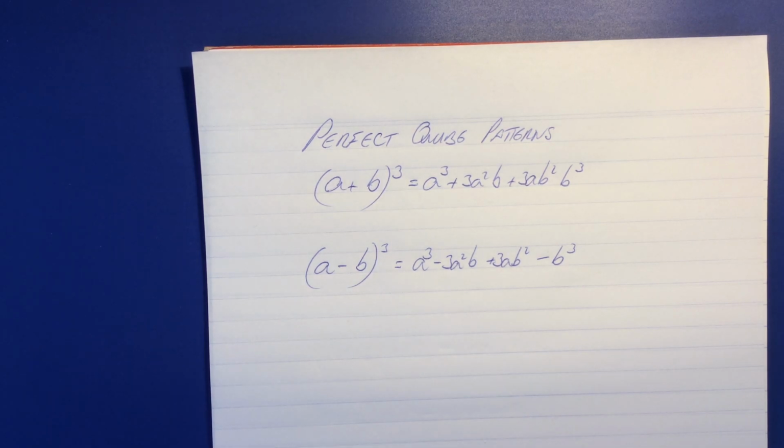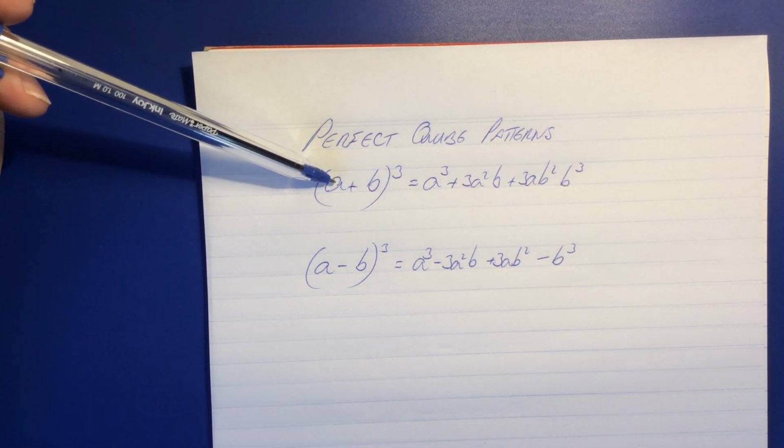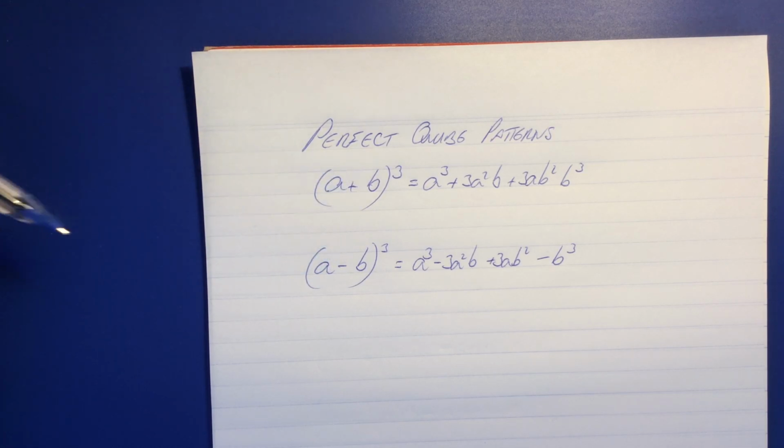Today we're going to look at perfect cube patterns, which allow you to expand cubics that look like this or like this in pretty short order. Now, this is really just a niche form of the general binomial theorem, but it turns up in textbooks, and so I thought it worth going into.